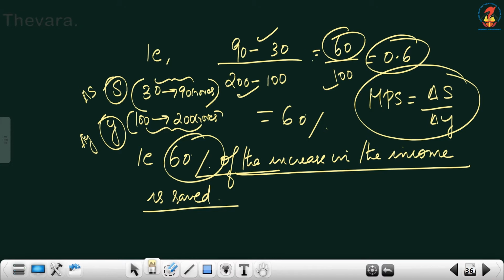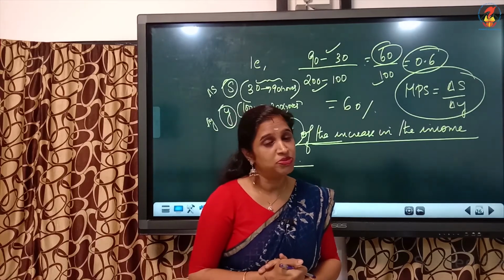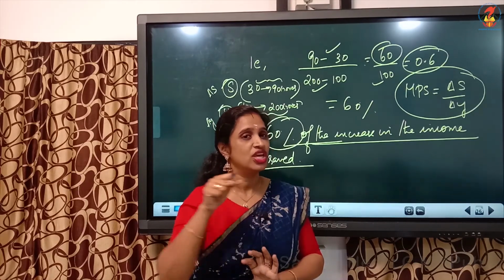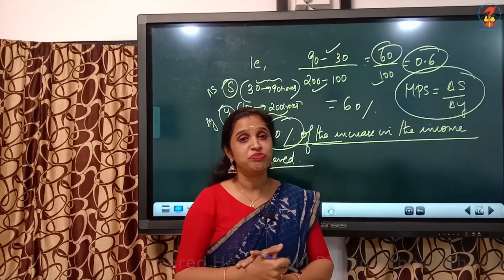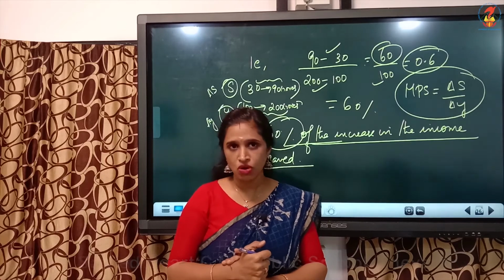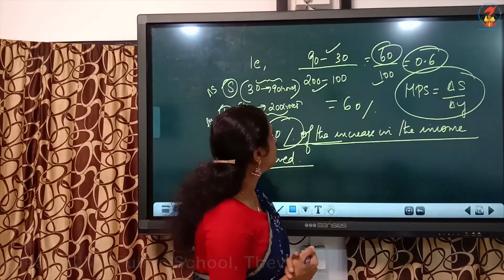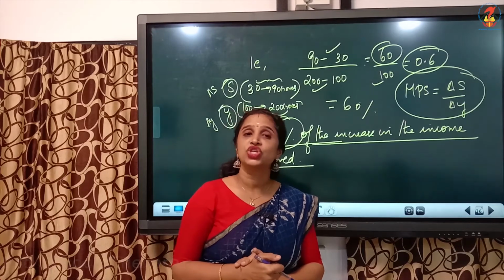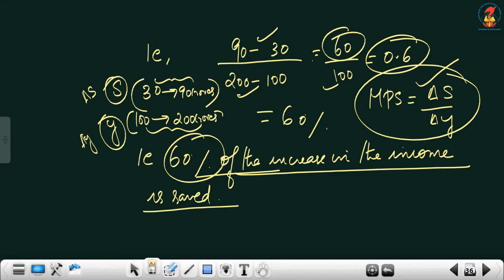So, if 60% of the increase in the income is saved in the economy, the rest of the amount is used for consumption. That means 40% will be used for consumption. Therefore, if MPS is 60%, MPC will be definitely 40%. That is how you have to find out the B and 1 minus B concept. That will be explained later very clearly. Okay, so this is how we find out MPS. MPS is equal to change in the saving by change in the income. Once again, MPS is equal to delta S by delta Y.